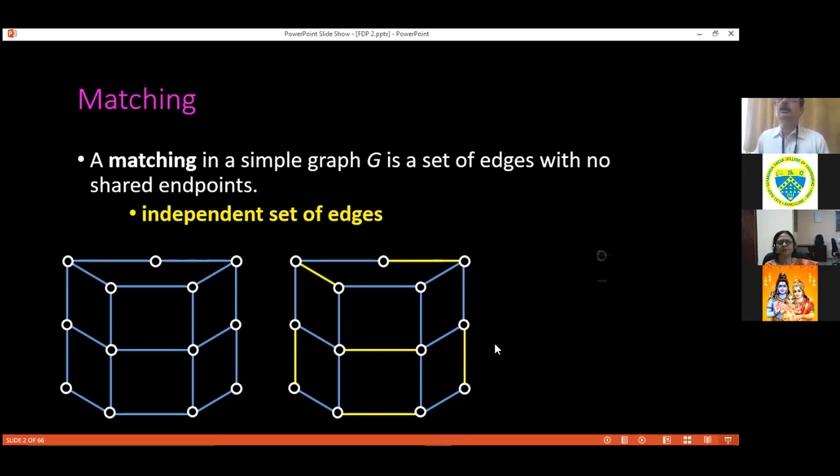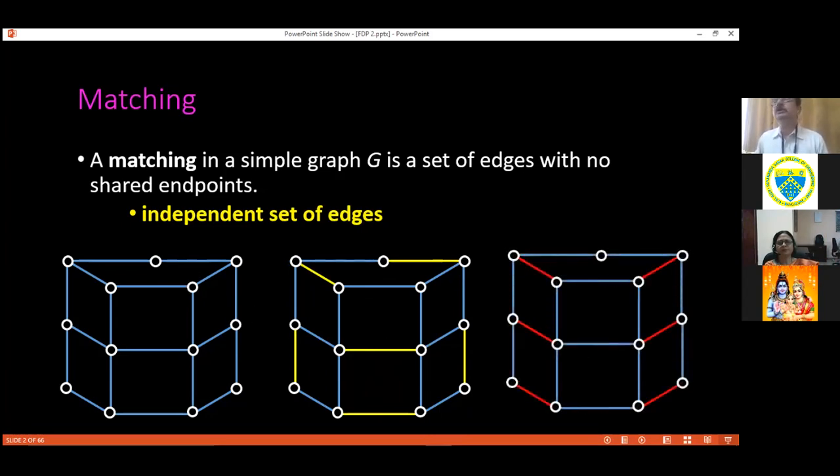Similarly, I have one more independent set for this. This is also possible. No two red edges are adjacent, that means no two edges share a common vertex. So this one set and another possibility both contain 6 edges. Now, can you find a set which contains more than 6 edges?